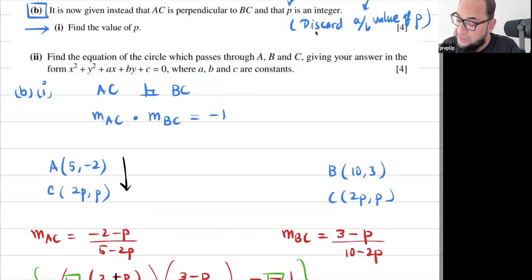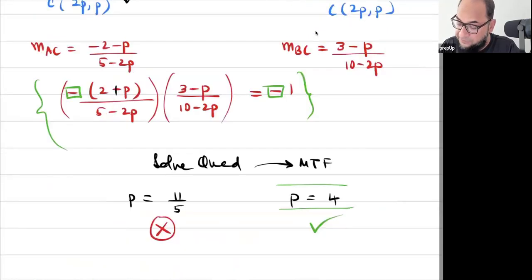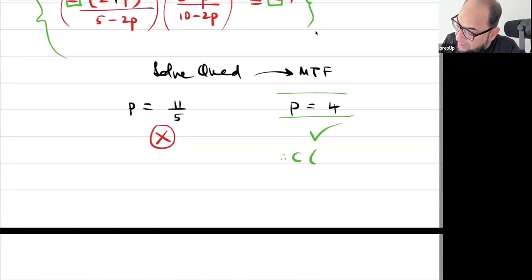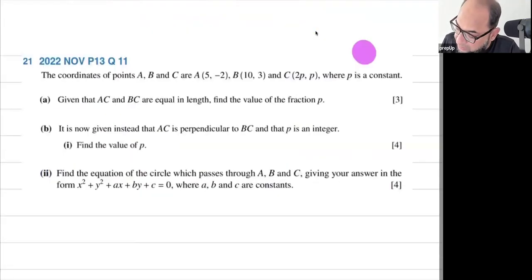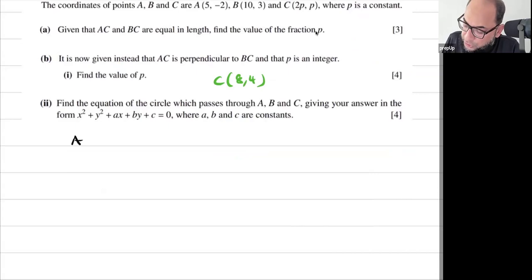Now it says find the equation of a circle which passes through A, B, and C. Give your answer in this form where a, b, and c are constants. Now p is equal to 4, and let me just write down the values. If p is 4, therefore C is (8, 4). So now we have A, which is (5, negative 2). We have B, which is (10, 3). We have C, which is (8, 4).